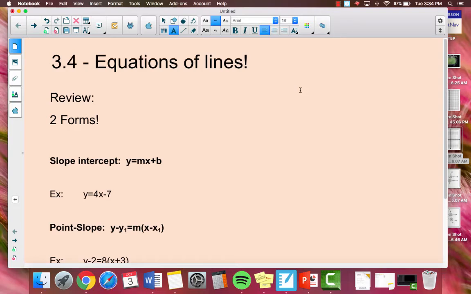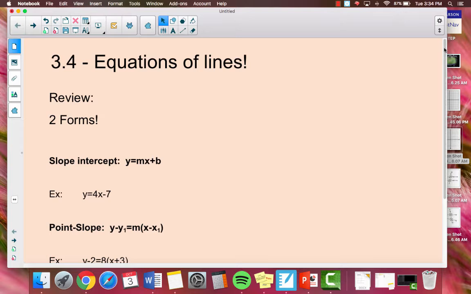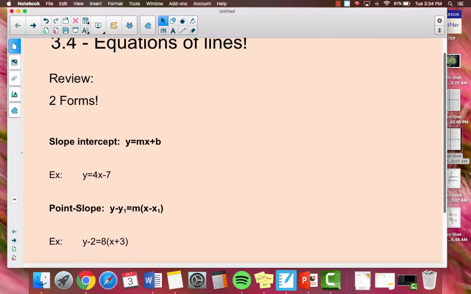Hey guys, today we're going to talk about lines. Hopefully this is a review, but we're going to review the two types of equations that we're going to need in this section of equations of lines, and we're going to talk about how to write them and also a little bit of how to graph them, so a little bit of two different things. Really, there's only two forms you need today, and those are written right here.